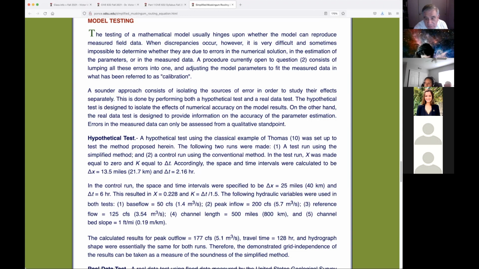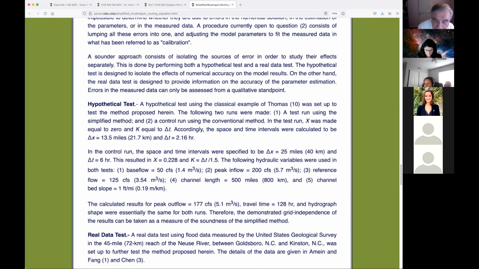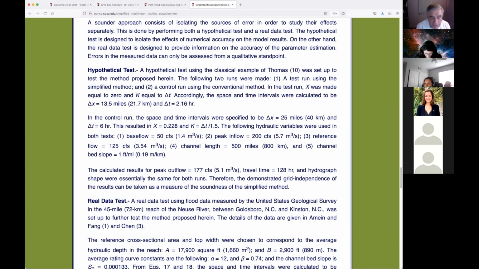And accordingly, the space and time intervals were calculated to be delta x 13.5 and delta t 2.116. Note that here we did not choose delta t and delta x out of the air. They were calculated by the formulas of Cunge. In the control run, meaning the test to see if that works, the space and time intervals were specified arbitrarily to be 25 miles and 6 hours, which is what I have specified for you for your homework. This resulted in x and delta t and K. And these are the values of the Thomas problem: base flow 50 CFS, peak inflow 200 CFS, reference flow 125 CFS.